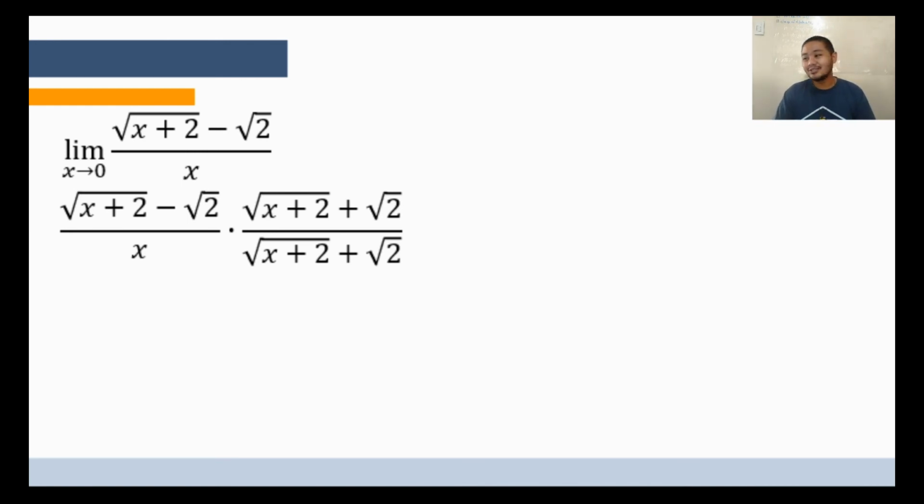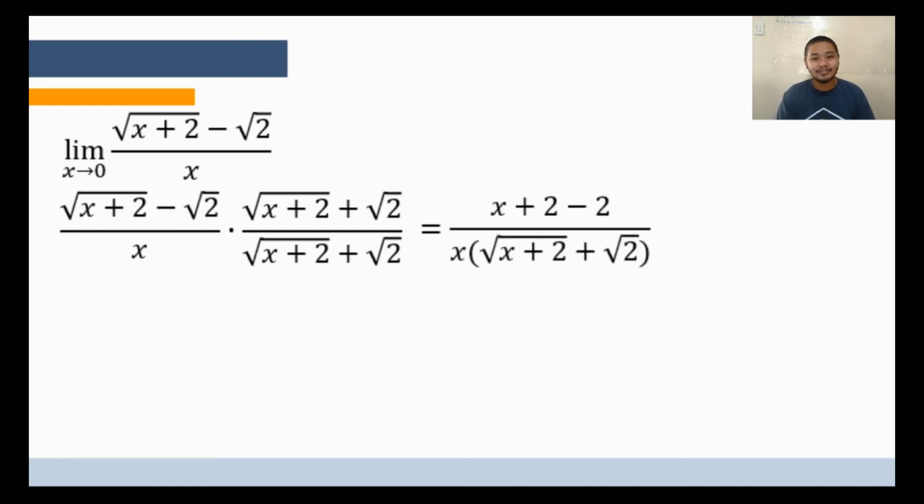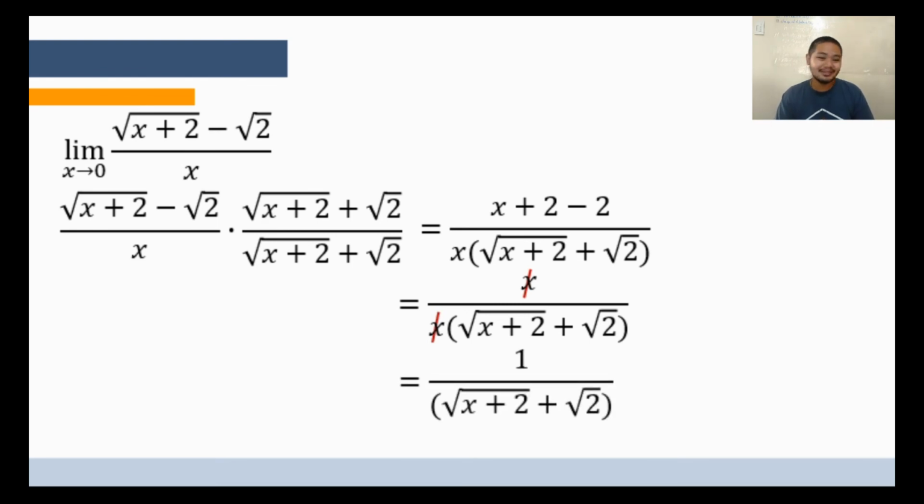Proceed tayo dito. So, when we multiply those two expressions, we will have x plus 2 minus 2 all over x times the quantity of the square root of x plus 2 plus the square root of 2. In this case, 2 minus 2 is 0. So, we will have x over x times the quantity of the square root of x plus 2 plus the square root of 2. Tama ka? Cancel yung x. So, we will have 1 over the square root of x plus 2 plus the square root of 2.